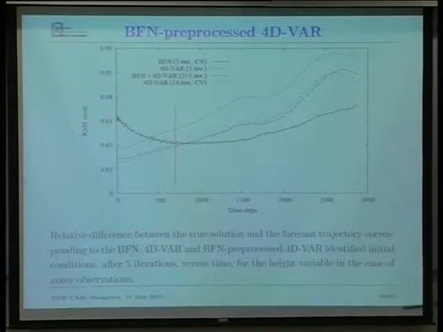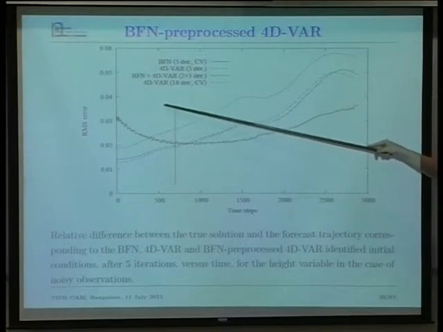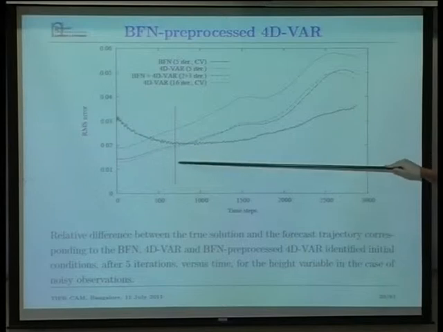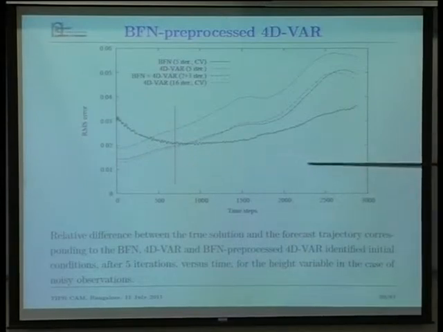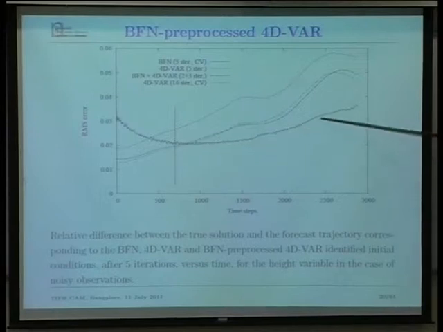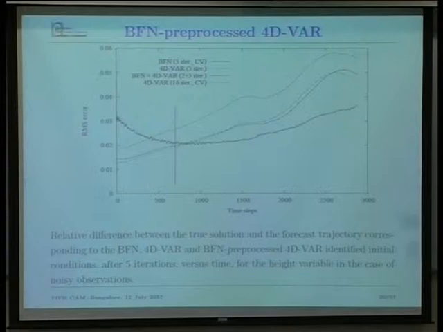So here I compare the still relative root mean square error between several data assimilation schemes. Here is the assimilation window, and here the 45 days for the forecast. So the back and forth nudging is there. It converges in 5 iterations. And you can see that the initial condition is not very well identified, but then you get very good forecasts.